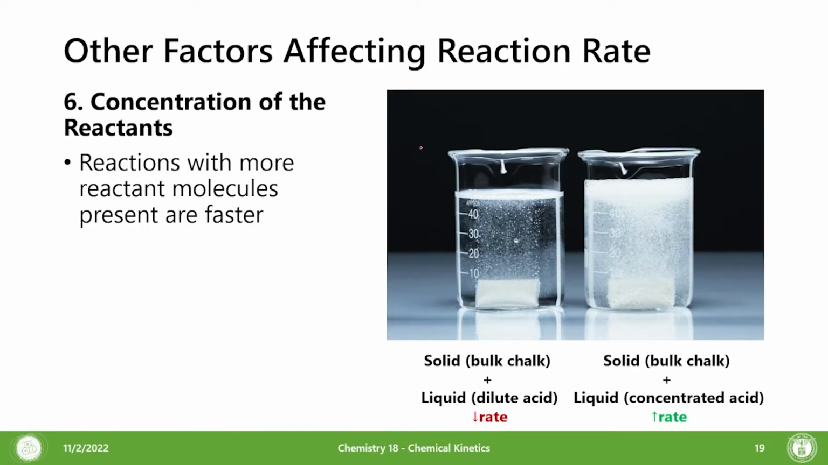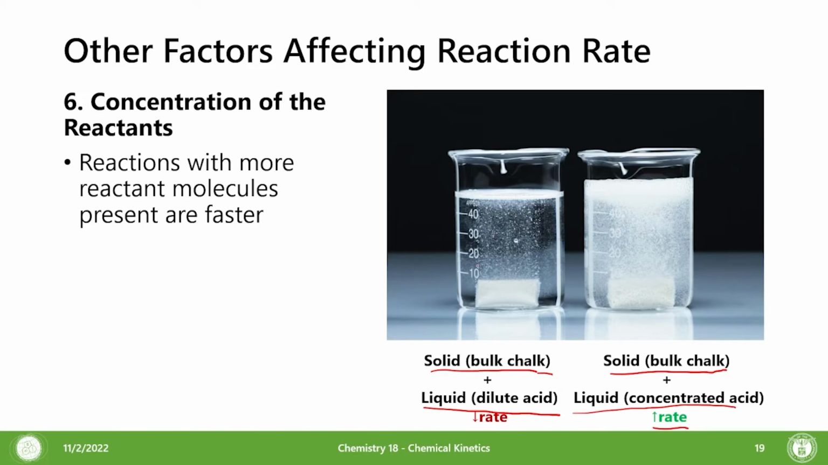Okay, and another factor is the concentration of the reactants. Now let's say we have both bulk chalk, so we have a constant for our solid, but in this reaction with bulk chalk and acid, we put different concentrations of acid. On the left, we have dilute acid, and on the right, we have concentrated acid. If we increase the concentration of acid, we make it concentrated, and therefore there is more of that acid to react with the interface of the chalk, so the rate increases.